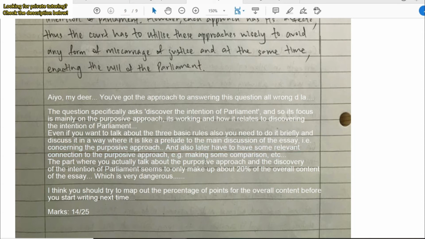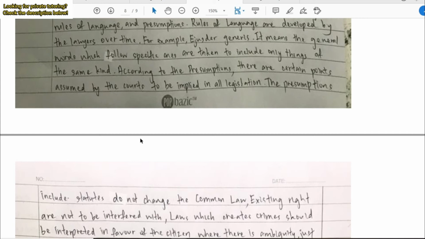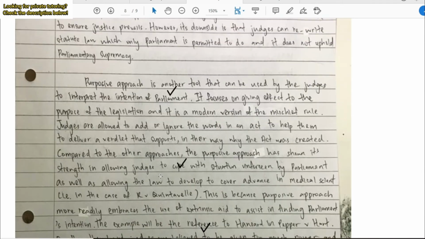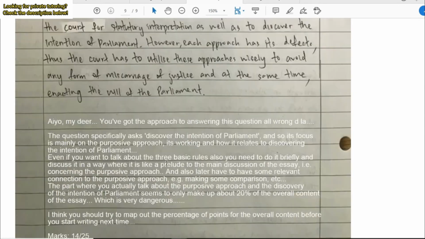So even if you want to talk about the 3 basic rules, you need to make some comparison or relation to the purposive approach, but mostly comparison, because the question is asking you to focus on the purposive approach. The next point is the part where you actually talk about the purposive approach and the discovery of the intention of Parliament. It seems to only take up 20% of the overall content of the essay. In fact, all of you are more or less the same, which is actually very dangerous. I say 20% because you have a little bit here and a little bit there. Some other people's earlier had maybe 10%, which is even worse.